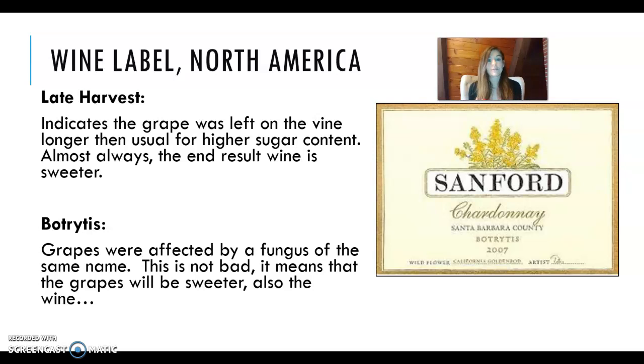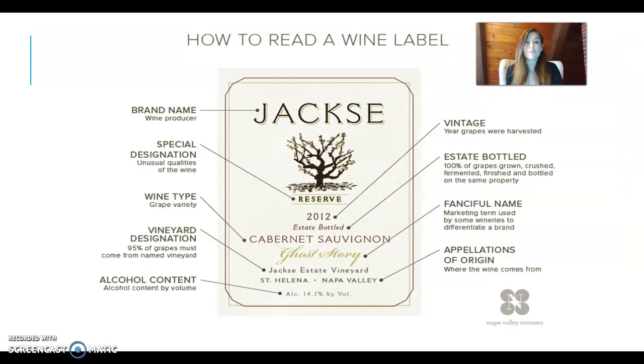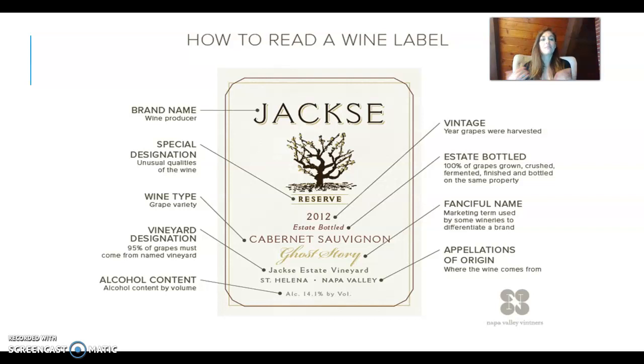So this is an example of Sanford. Sanford is an absolutely fantastic vineyard, and they produce a botrytis Chardonnay. So if you see that, you know that those grapes have been affected by that fungus. I would just look at that and understand, yes, that means that the wine will be a little bit sweeter.